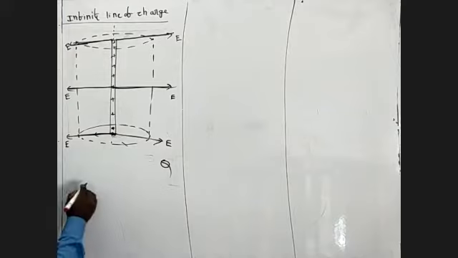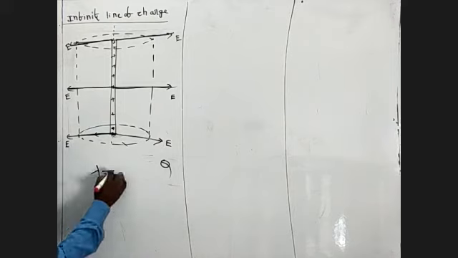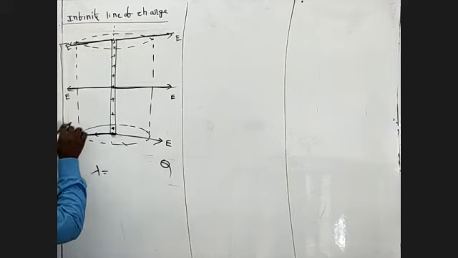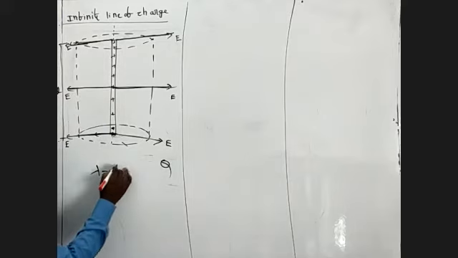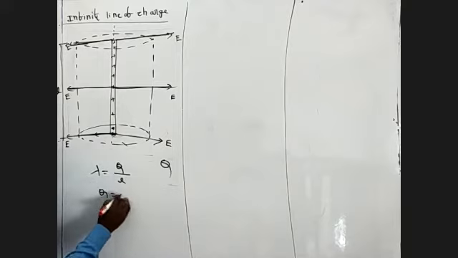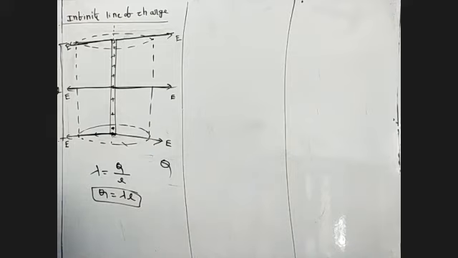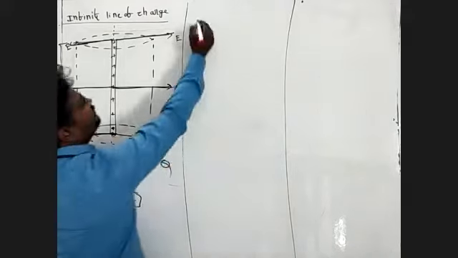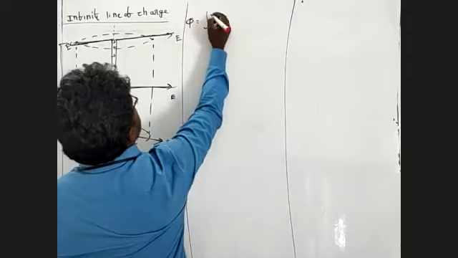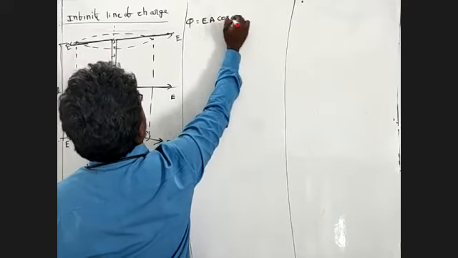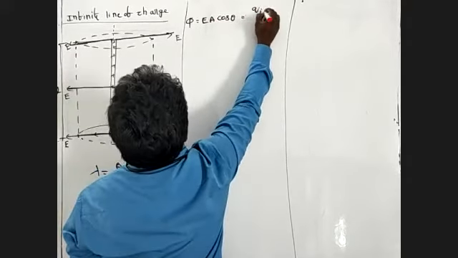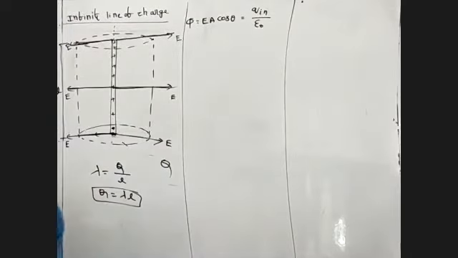This is the linear charge density. What is the length of the cylinder? The length of the cylinder is L. The charge for length L is Q equals lambda L. Next, we are going to calculate the electric flux. Phi is equal to the integral, or otherwise EA cos theta, which is equal to Q inside by epsilon naught. We are taking the formula.